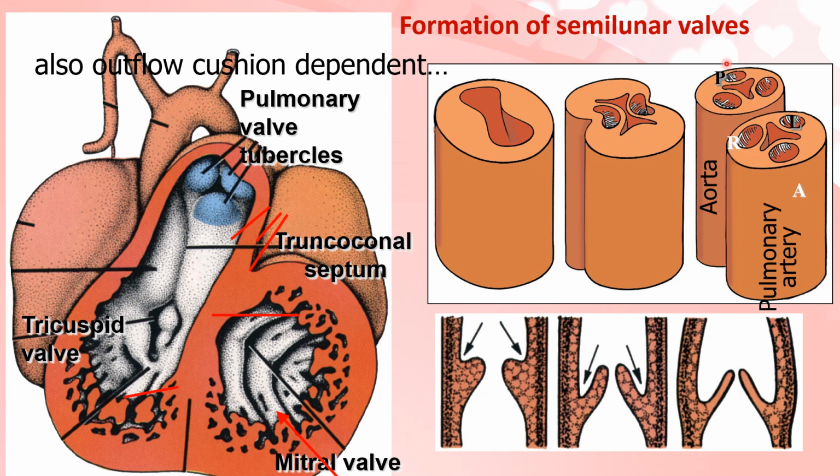Another third swelling also appears in both the aorta and pulmonary artery, and when these swellings fuse, they will contribute to formation of the semilunar valve. So in this diagram you can see these are the tubercles. Here you can see these are the tubercles, and in longitudinal section you can see the tubercles are present over here like this. When these tubercles hollow out and thin out, they form the valves. So this is the way the semilunar valves will be formed in the aorta and the pulmonary artery.